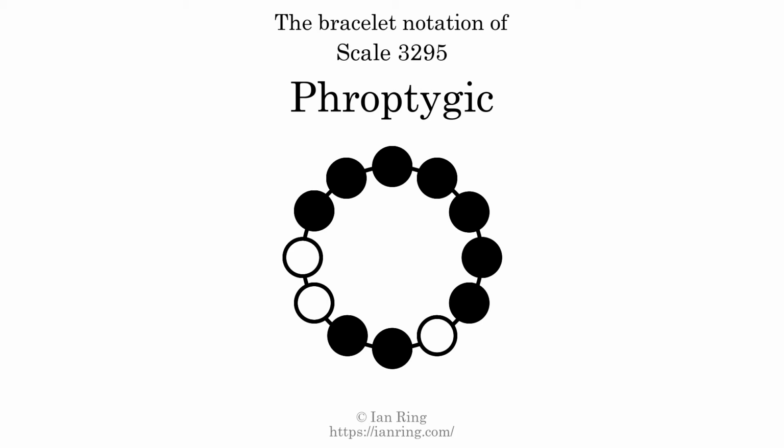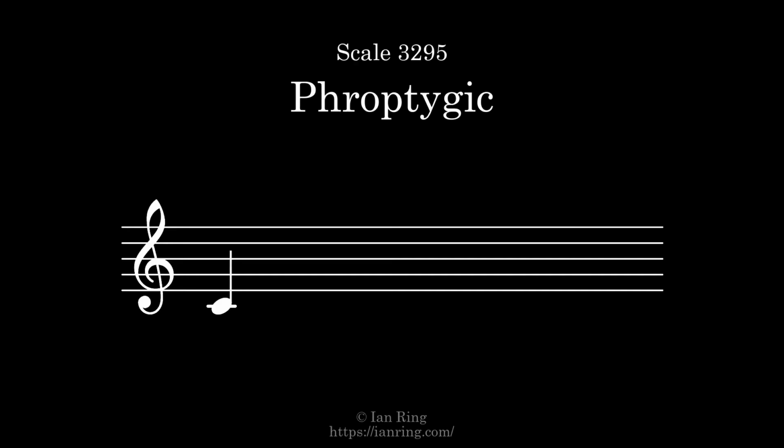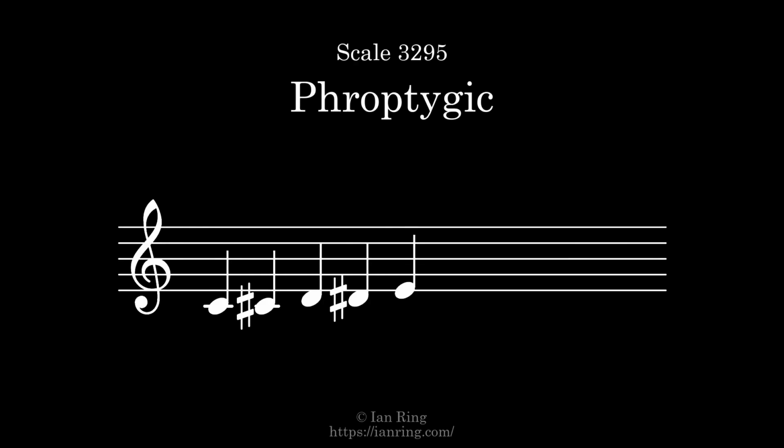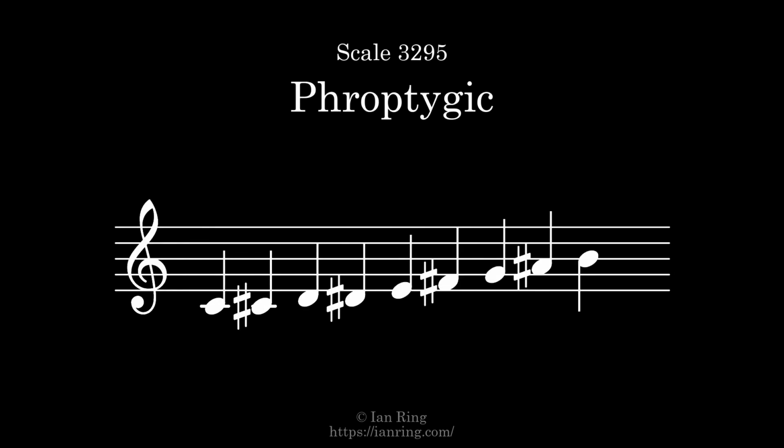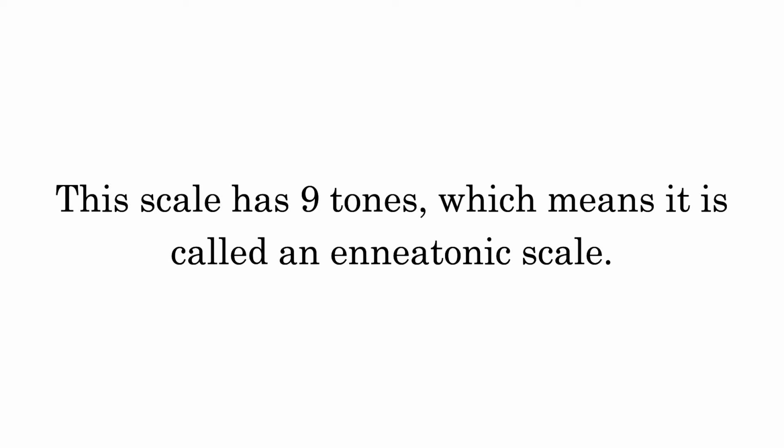3295, Phroptygic, which sounds like this. This scale has 9 tones, which means it is called an enneatonic scale.